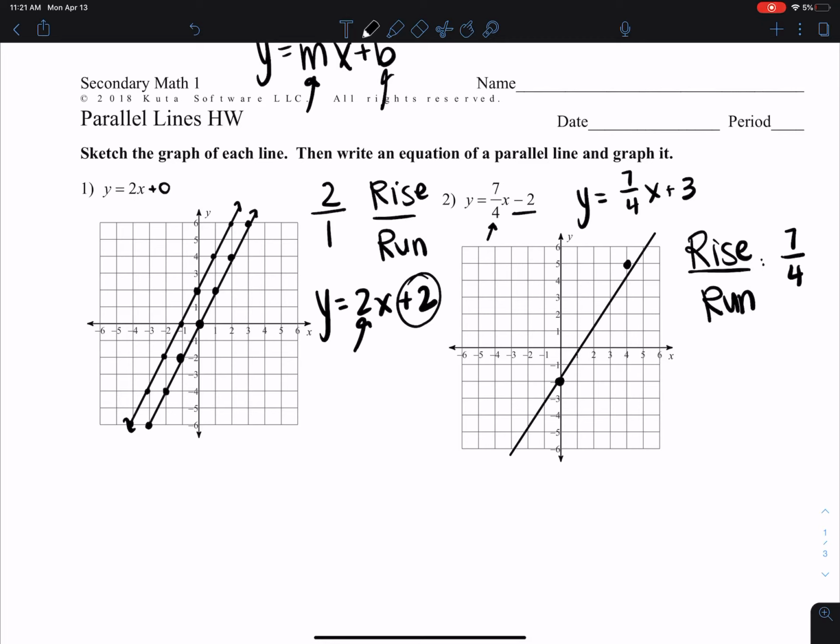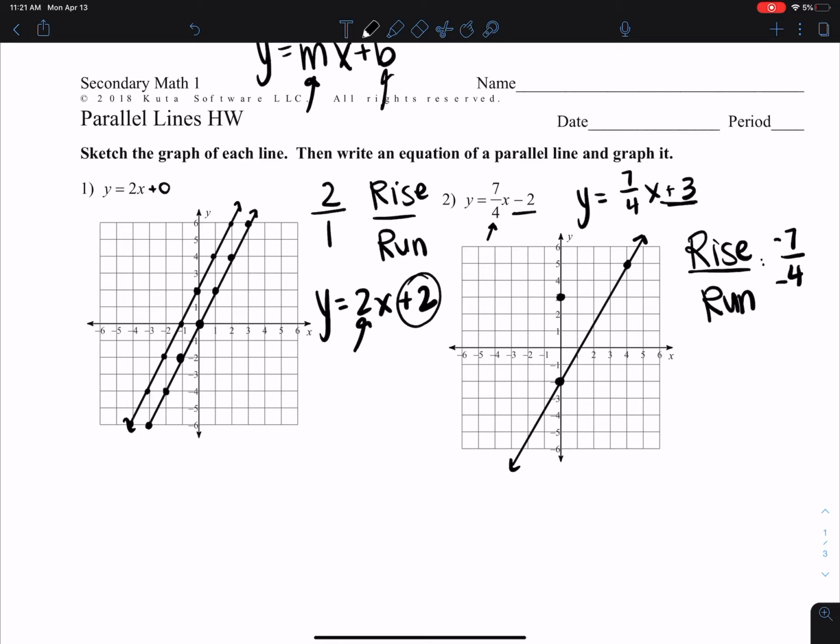Oh, I'm going to try that again. So this is our line. That's our original line. And then the one that I wrote has a plus 3. So that means that our y-intercept is plus 3, or it's at 3. And our rise over run is 7 over 4. So we can't go up 7 from here because it'll go off the graph.